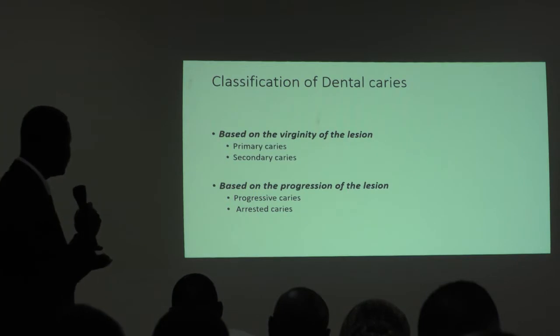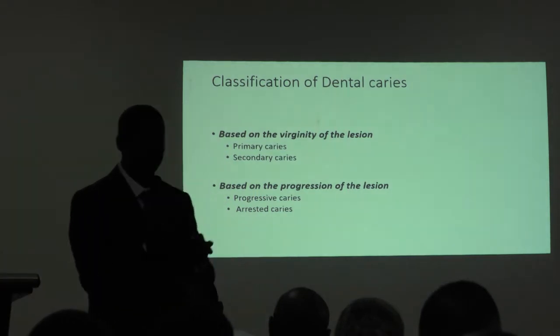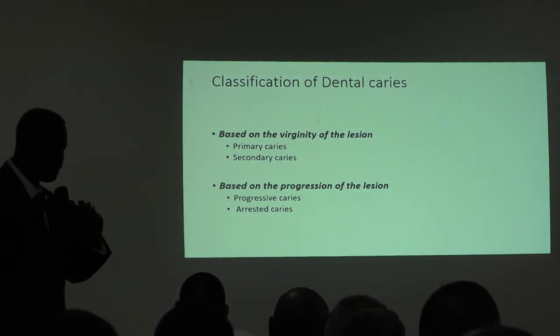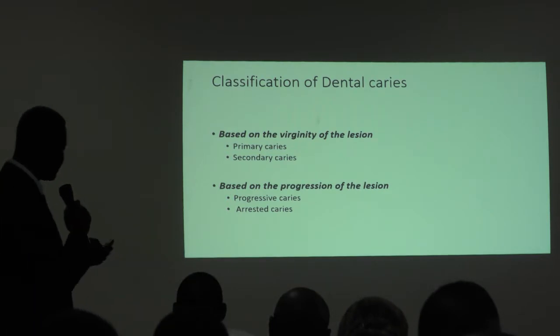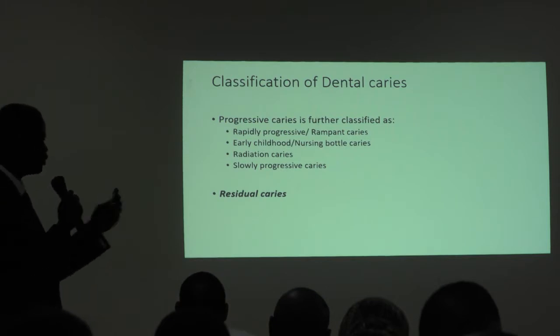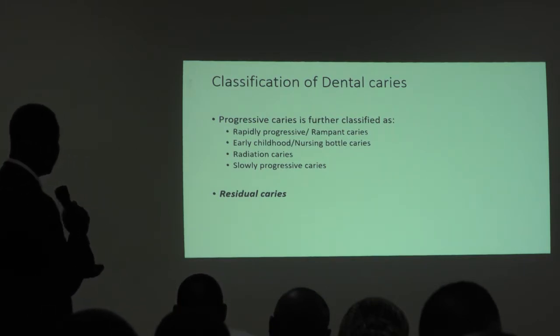Again, by progression, a progressive caries or arrested caries. You can have some caries, or cavity, that can stay in that state for a very long time. It doesn't progress into the pulp. So that means that caries has become arrested. Maybe you have changed your habits, so now you are having a lot of remineralization, and the caries can stay there.